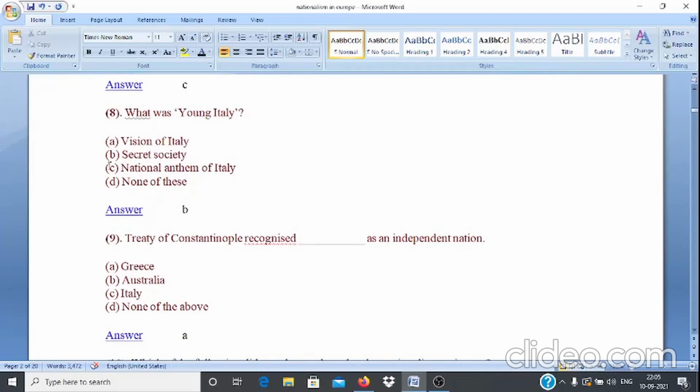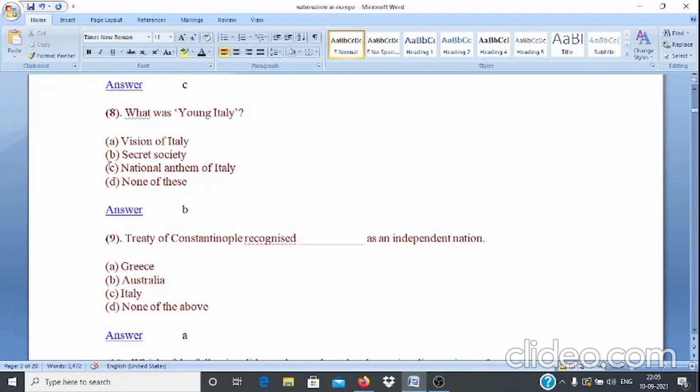Question number 8. What was Young Italy? Options are A. Vision of Italy, B. Secret Society, C. National Anthem of Italy, D. None of these, and answer is option B, that is Secret Society.